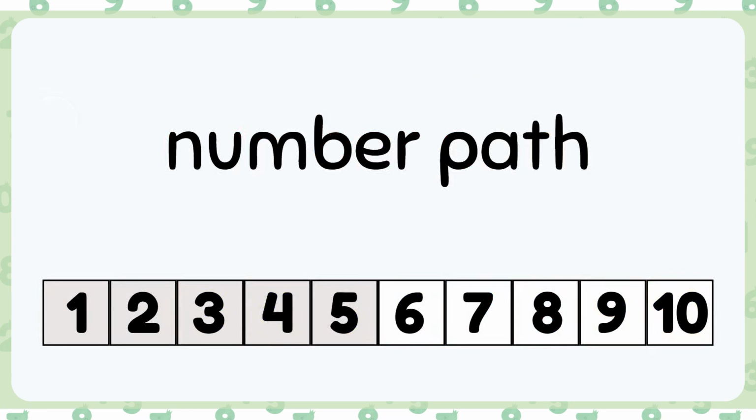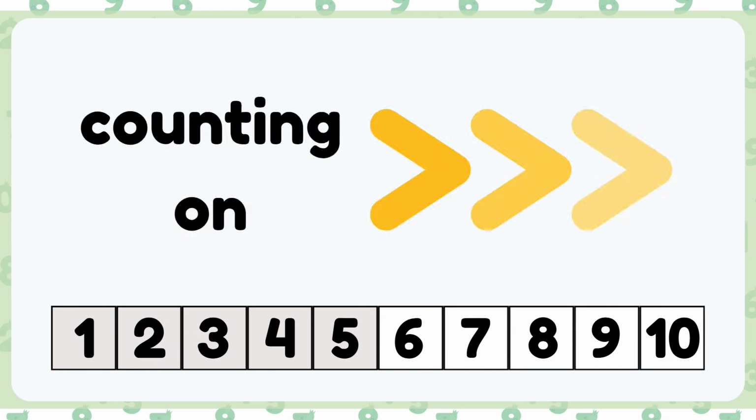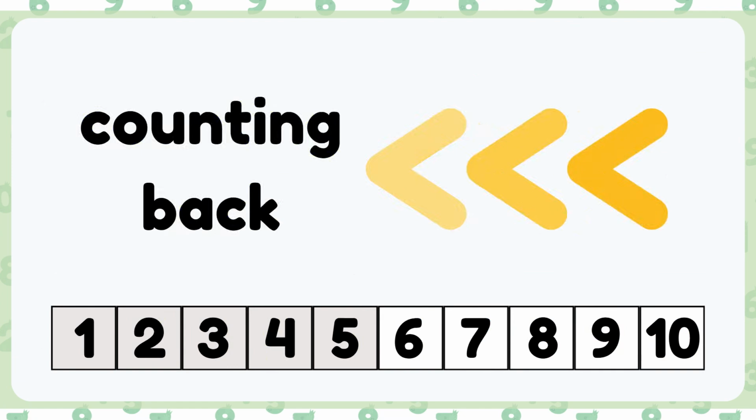I think so. And just like a game board where you have your player that you can move forward and backward on, the same thing happens on a number path. See, when we're counting on, we move forward on the number path. And when we're counting back, we move backwards on the number path. Isn't that super cool? Yeah, I told you it was just kind of like a game board.